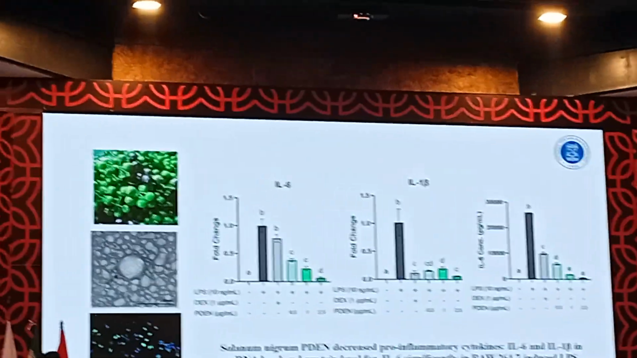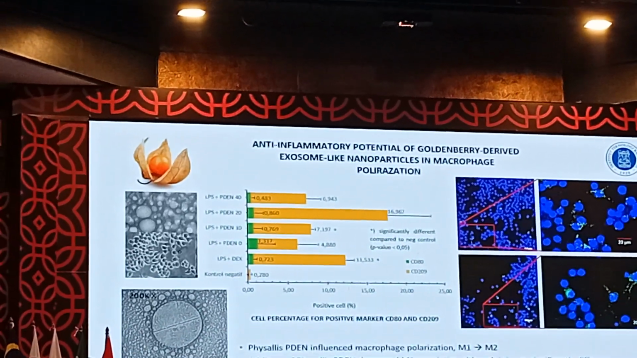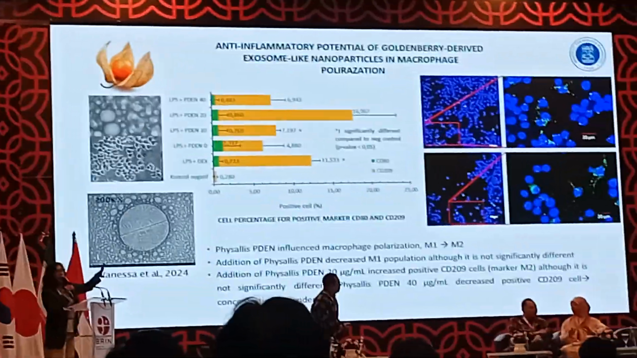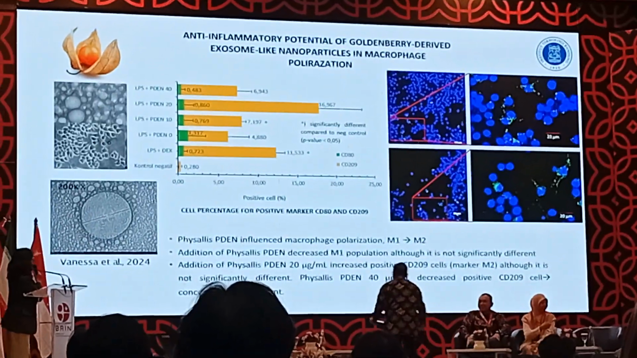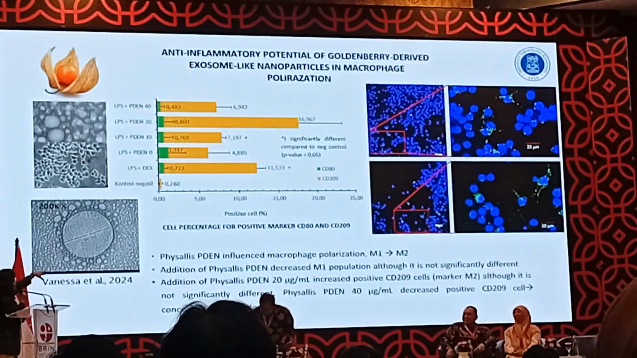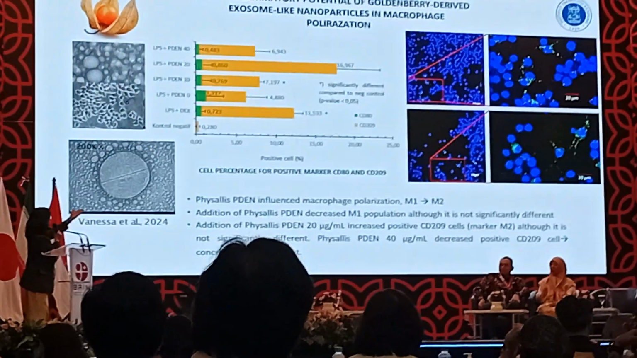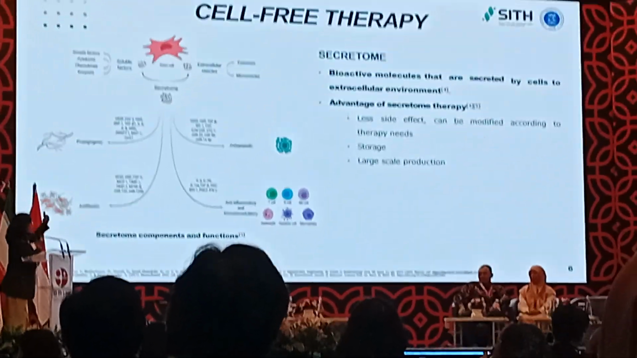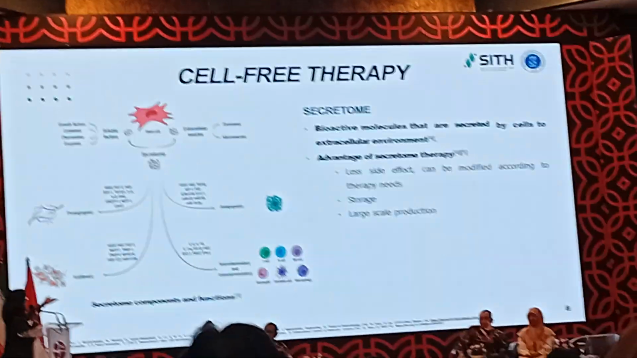Okay, next slide, please. This is ciplukan. Yeah. Ciplukan also can modulate the macrophage M1 and M2. So this also shows that the exosome from plants also has very good potential for anti-inflammation. And we use the RAW cells. Next slide, please. So we are talking about the secretome. And next slide, please.